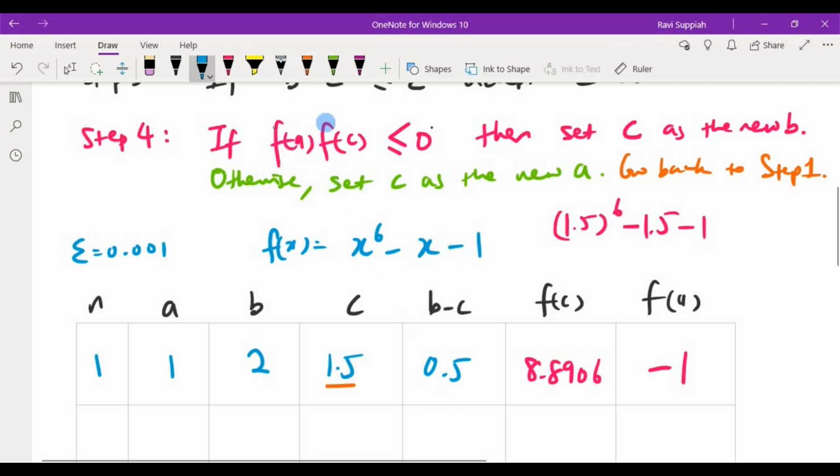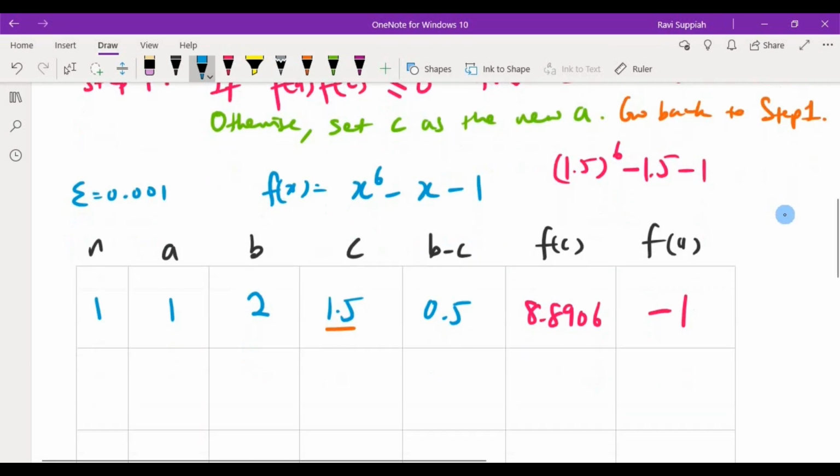So the next step is look here, FA, FC. So f of A multiplied by f of C, is it positive or negative? It is negative. That means this condition has been satisfied. So if this condition has been satisfied, I set C as the new B. That means C over here as the new B. So I'll get 1.5 here. A remains unchanged, so A is still 1, and this is the second iteration, iteration 2.